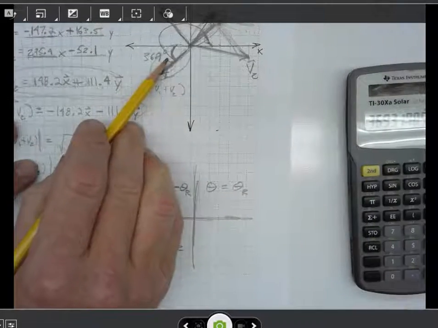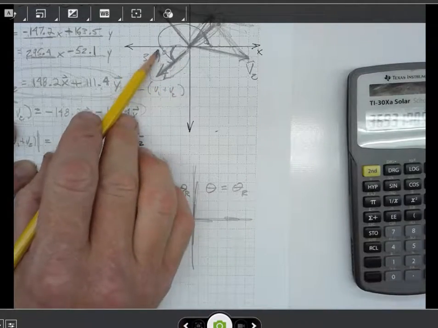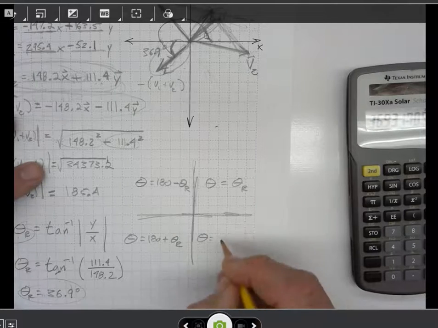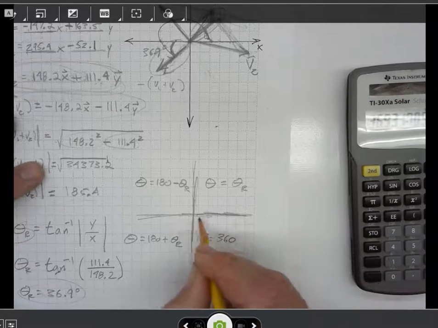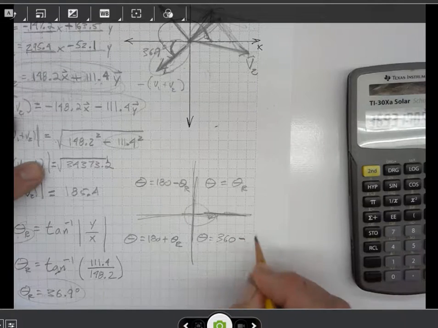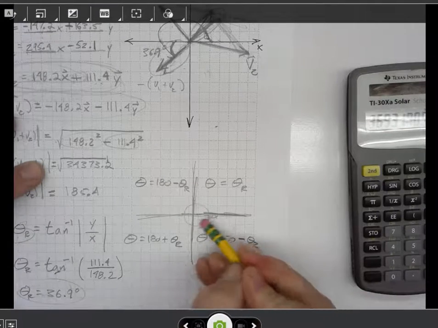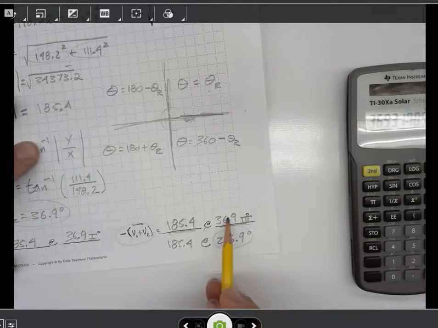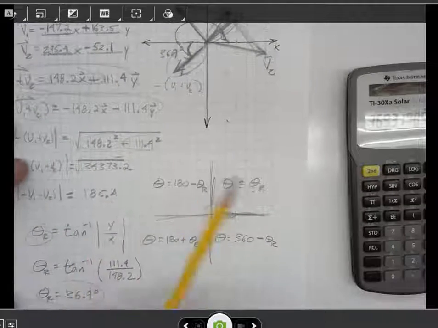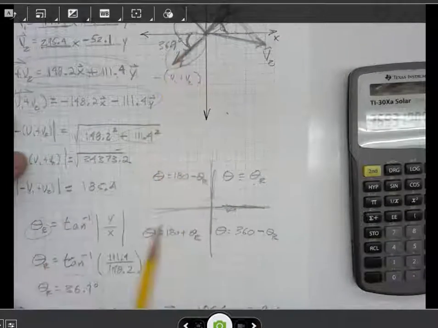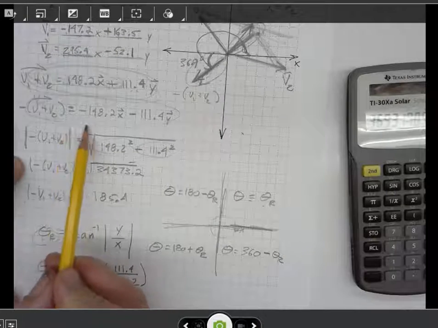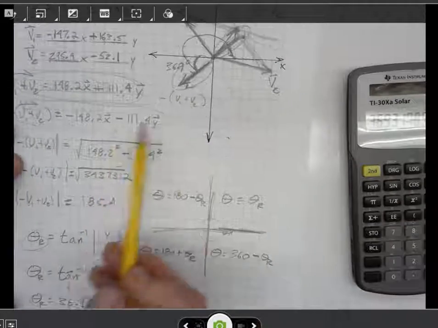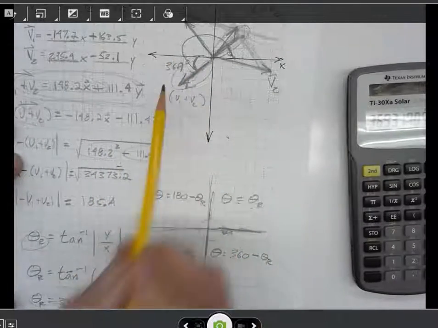Remember, we did 36.9 plus 180, and that gave us the actual angle. And in the fourth quadrant, the angle is going to be 360 minus the reference angle. So that's a little cheat sheet for you when you want to find the actual angle and not the reference. Now, notice I know that this one, for example, is in the third quadrant by looking right here. You see that negative sign for x, and the y is negative as well. Third quadrant is where x and y are both negative.